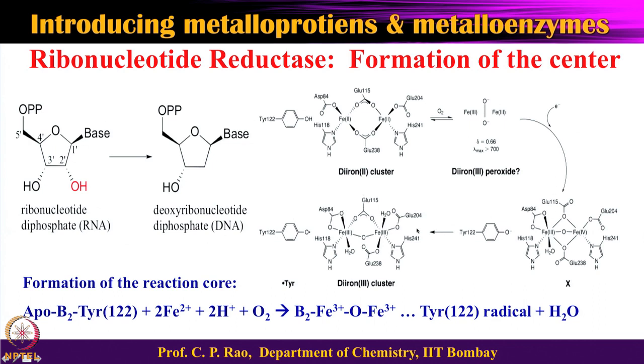So, whatever I said, let me put in a slightly different format. I take an apoprotein and to that you add iron 2 plus, and then you expose it to oxygen, and you get an iron 3 oxo iron 3 kind of unit. And this, in the presence of electron reduction, will give the tyrosine radical. So, this whole unit is very essential. In the oxygen that is added, one O is used for bridging, and the other O goes out as water, as you can see here. So, the whole system is required.